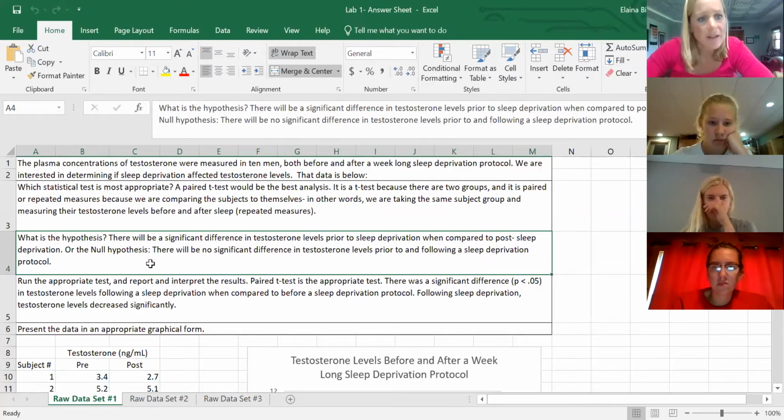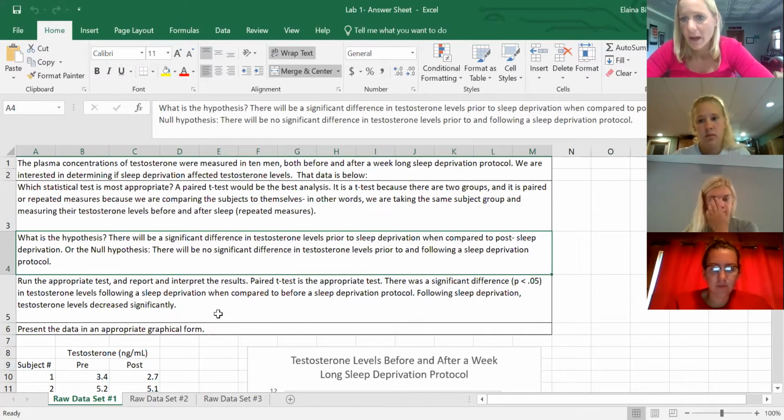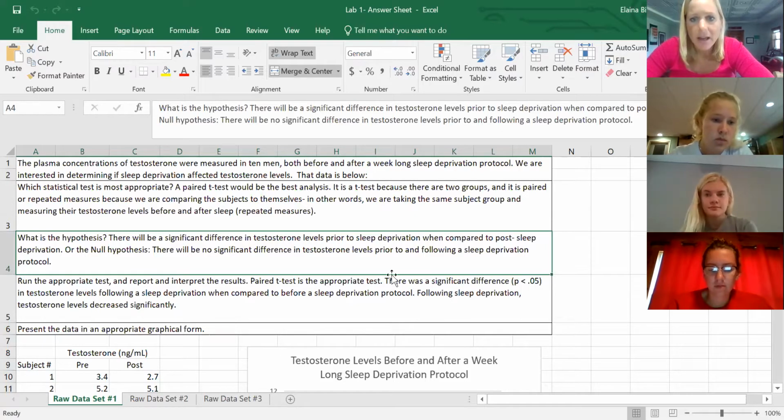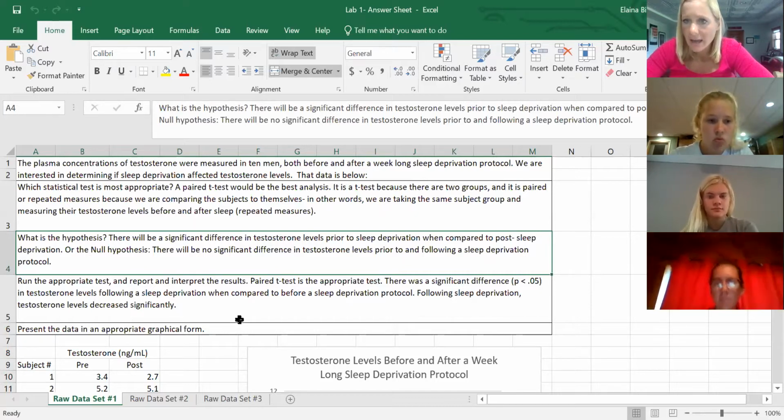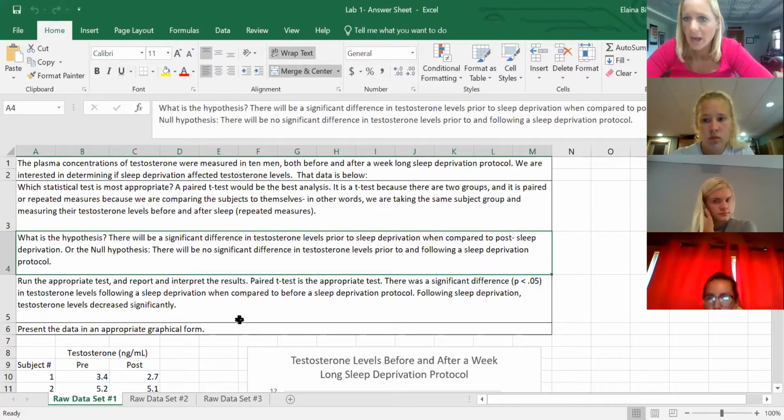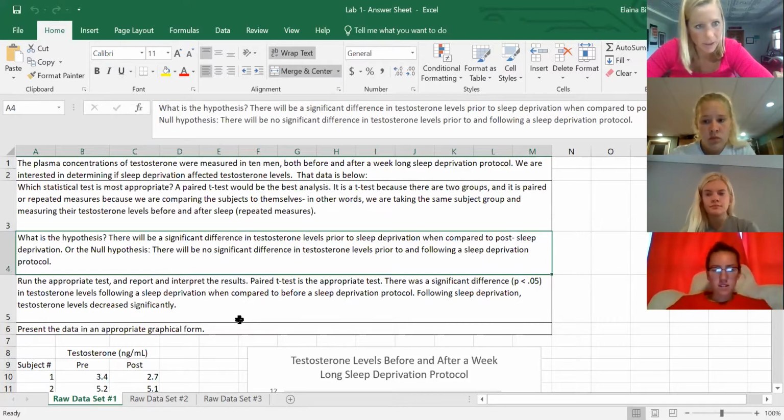Okay. And then same is true when you do your results statement. So we want to avoid using we, I, stuff like that. So instead you can say there was a significant difference in testosterone levels, instead of I found that this. Okay. So just try and take out the I and we and that sort of thing.